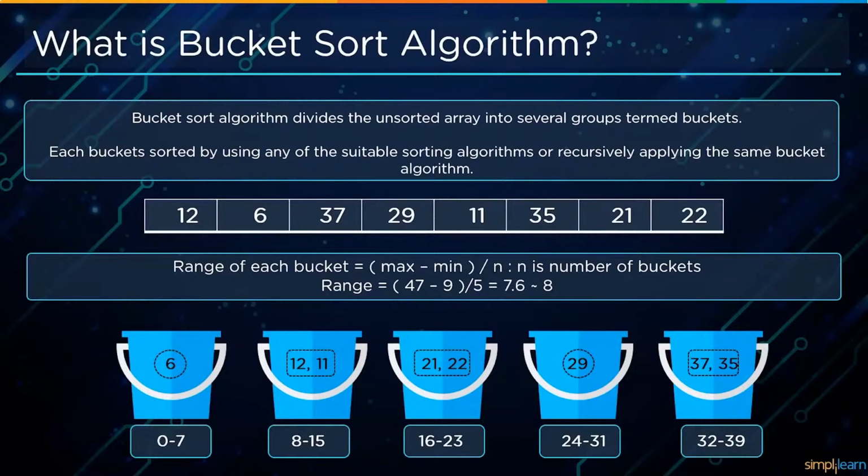So 6 will be stored in the first bucket, followed by that 11 and 12 will be stored in the second bucket, followed by that we have 21 and 22 stored in the third bucket, followed by that we have 29 in the fourth bucket, and finally the last two elements, which are 37 and 35, stored in the last bucket.